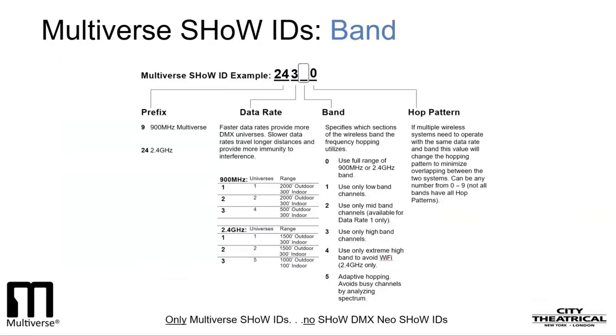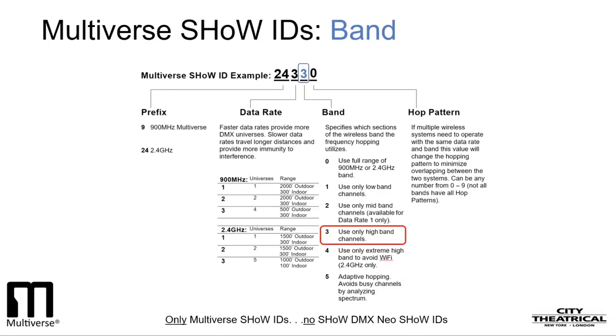Here's our show ID chart again. If we wanted to direct our broadcast to the upper end of the band, we would choose 3 as a digit for band in the show ID. For hopping pattern, we can use 0. We only change the hopping pattern if we have 2 radios on the same show ID, which might be possible on a very large system. Varying the hopping pattern offsets the sequence of frequency hops to minimize interference. So the show IDs that have been developed to meet the needs of our broadcast today are 9330 for the 900 megahertz radio and 24330 for the 2.4 gigahertz radio.